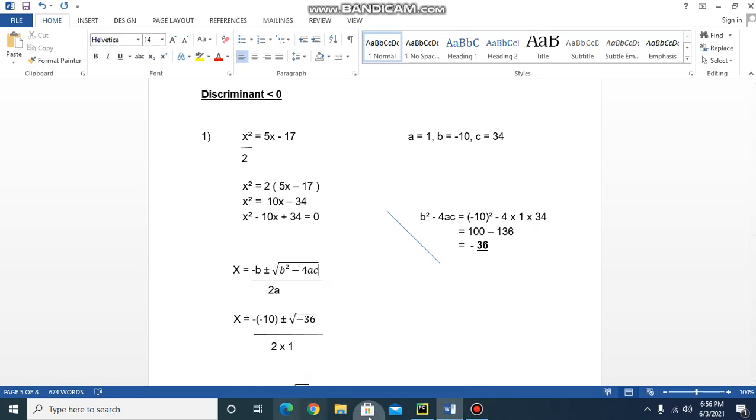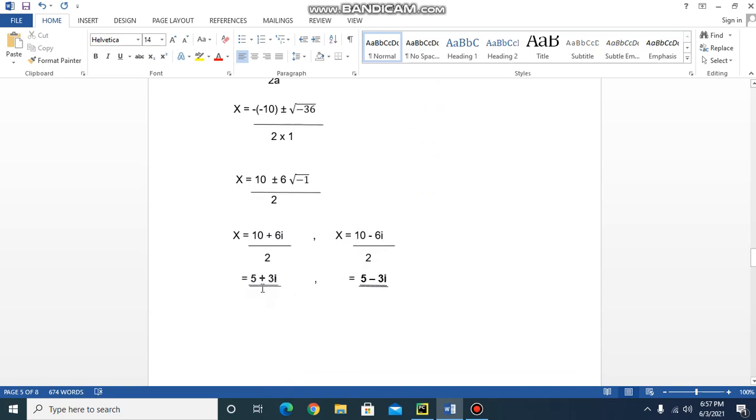Here I am taking 3 examples. These examples have already been discussed in the previous video. So this is the first one. The equation is x square minus 10x plus 34 equal to 0. Here a is 1, b is minus 10 and c is 34. The discriminant is minus 36 and the roots are 5 plus 3i and 5 minus 3i.